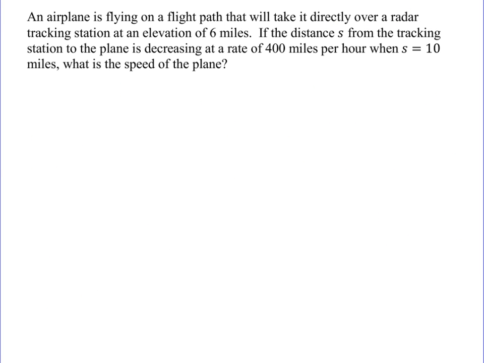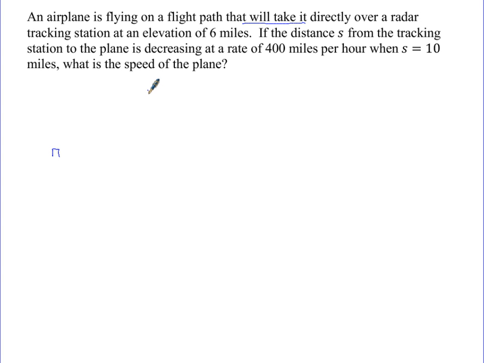All right, so we have an airplane that's flying on a path that will take it directly over a radar tracking station at an elevation of 6 miles. There's key words in here that will lead you to how this picture is supposed to look. It says an airplane is flying on a flight path that will take it directly over a radar tracking station. So that is the key phrase that you need to see in order to understand that if this is my radar tracking station, my plane will fly over it, which means it is not currently directly over it.